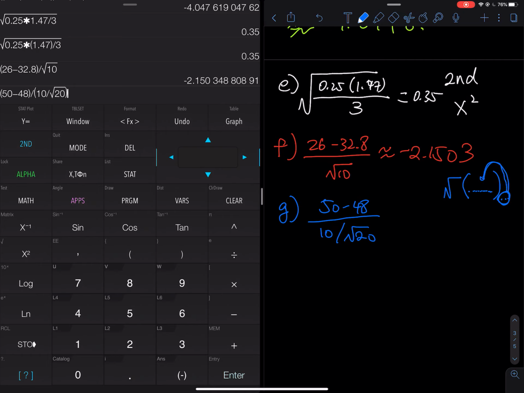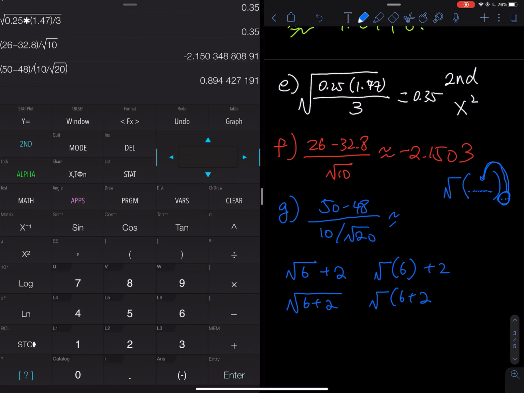So let's say you have the square root of 6 plus 2, right? Actually, they will just have a square root and then they open parenthesis. You type 6, you have to close parenthesis, and then you plus 2. If you don't close parenthesis, the calculator thinks that you have the square root of 6 plus 2. That is a huge difference. So back to our problem, we have around negative 0.8944. All right, so that is G, and then we have H.